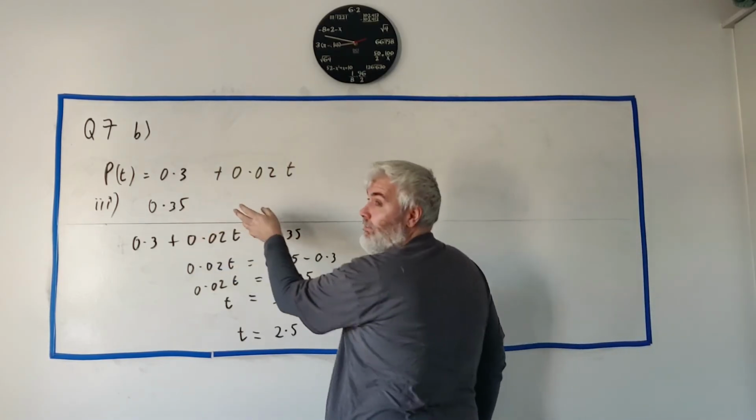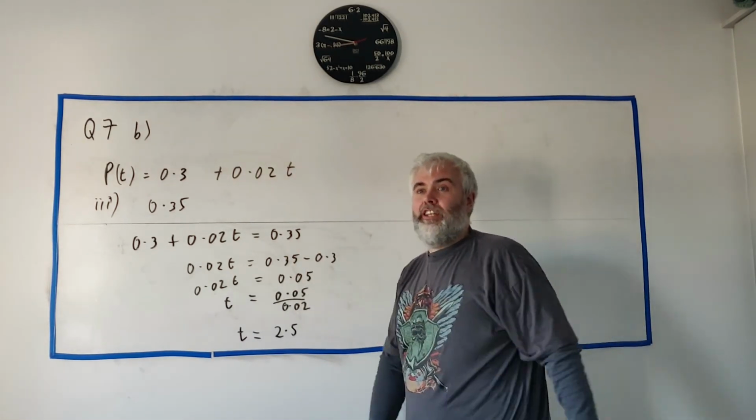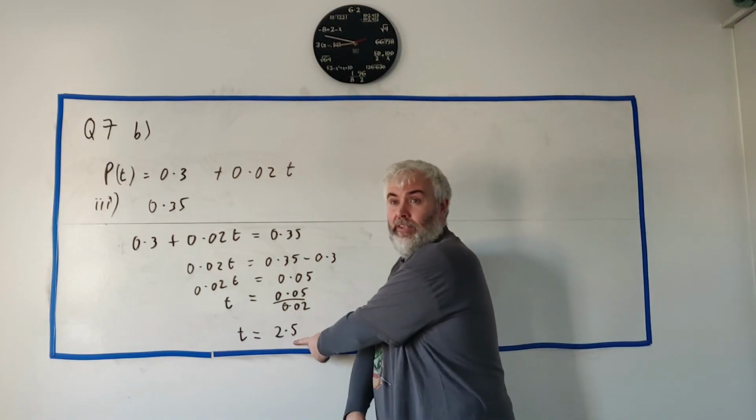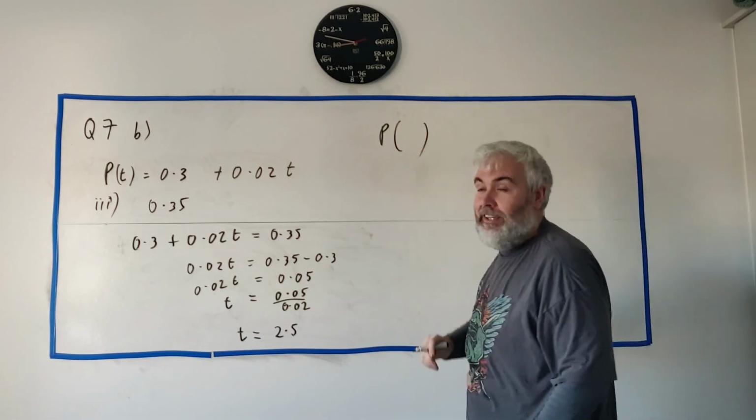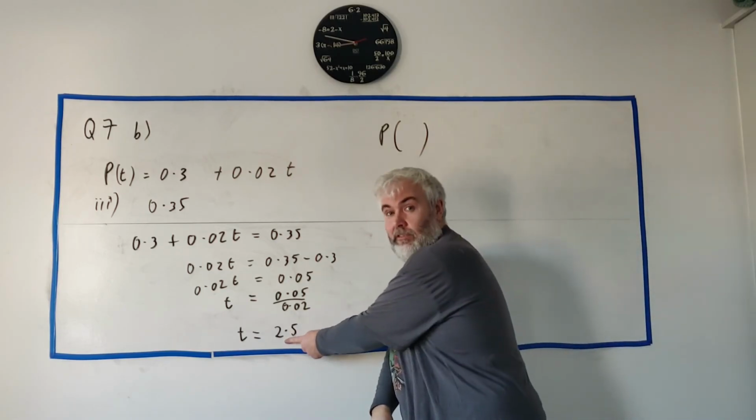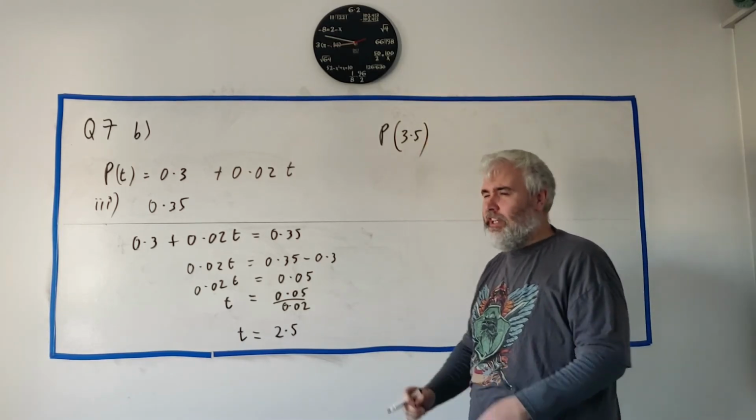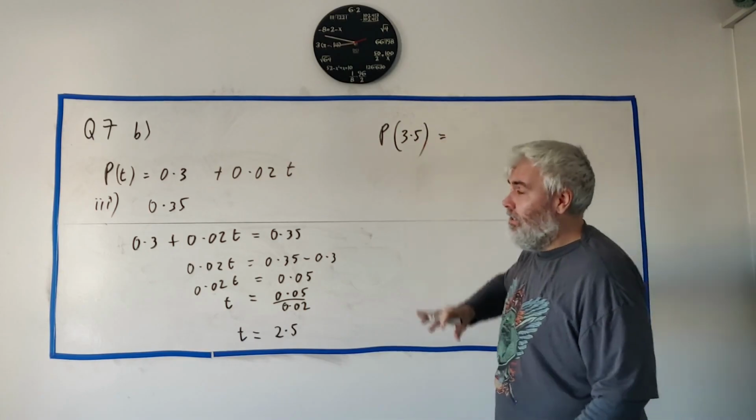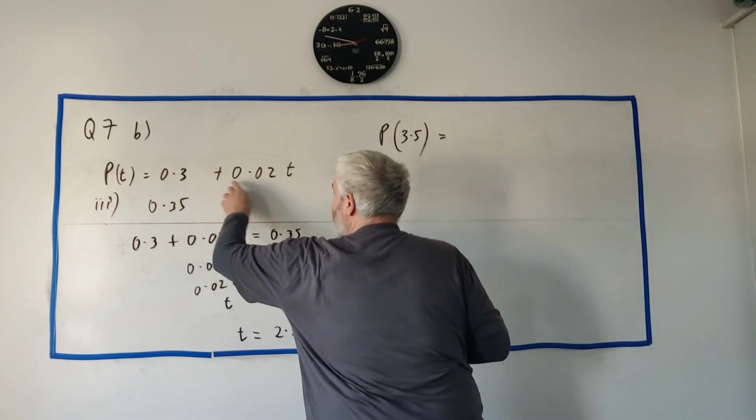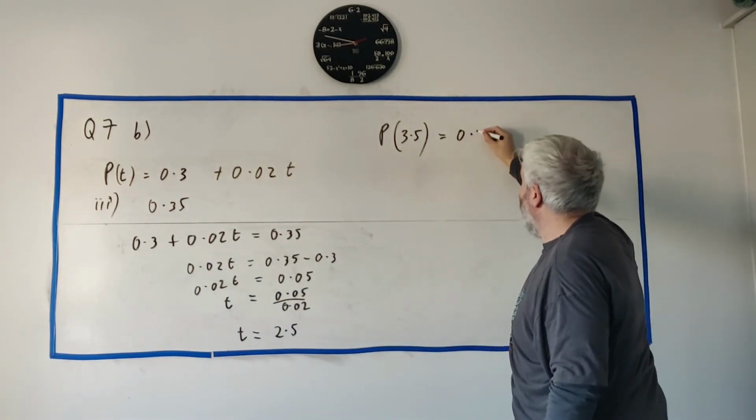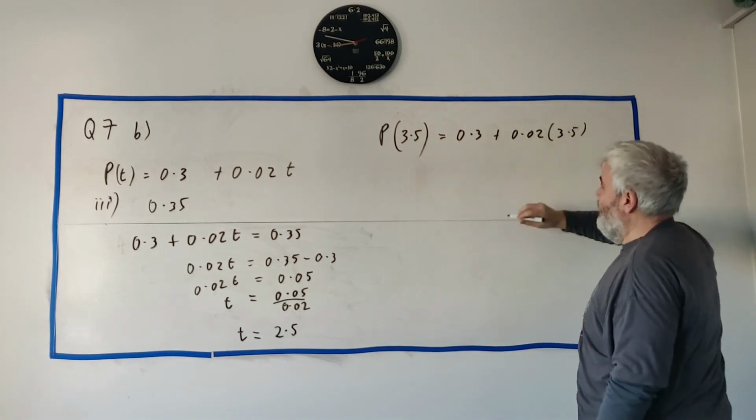You could probably have done this in your head if you understood the first two parts much better. But here's the trick of the question. They didn't ask you to find this time. They asked you to find the probability, P, the probability 1 hour later. So not at 2.5, they want the probability at 3.5. So very tricky question that. But we do this just like in part 1, was it B part 1 we did? We just use this formula and change t. So 0.3 plus 0.02 multiplied by 3.5.